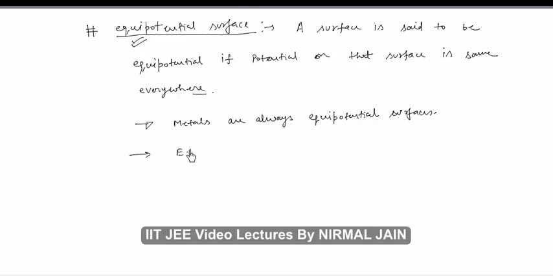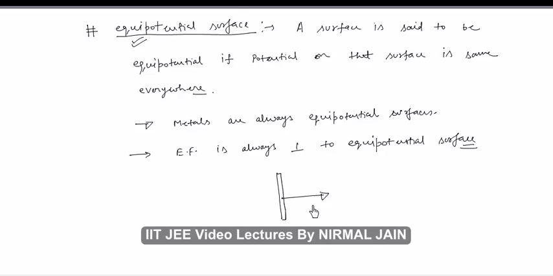Second, electric field is always perpendicular to equipotential surface. Let's say this is an equipotential surface having the same potential everywhere on this surface, then I am commenting that the electric field will always be perpendicular to this surface.